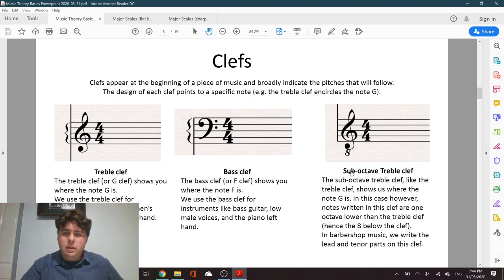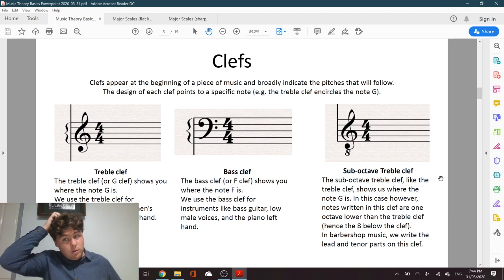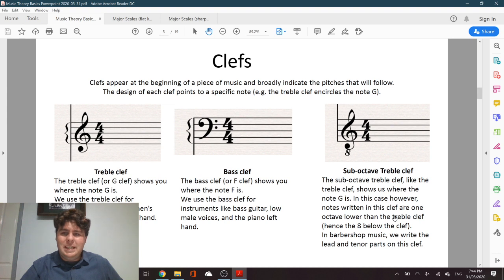Now I've included this one here because it's relevant to us as barbershop singers. This is the sub-octave treble clef. The sub-octave treble clef, like the normal treble clef, shows us where the note G is. In this case, however, notes written in this clef are 1 octave lower than the treble clef. Hence the little 8 here below the clef. In barbershop music, we write the lead and tenor parts on this clef. So we'll refer back to this one a little bit later on, the sub-octave treble clef. Moving on.